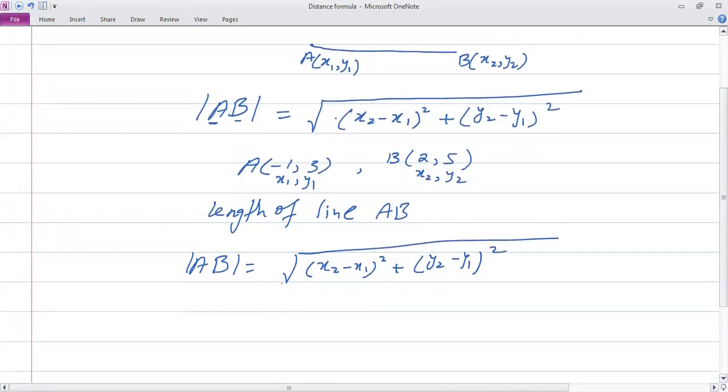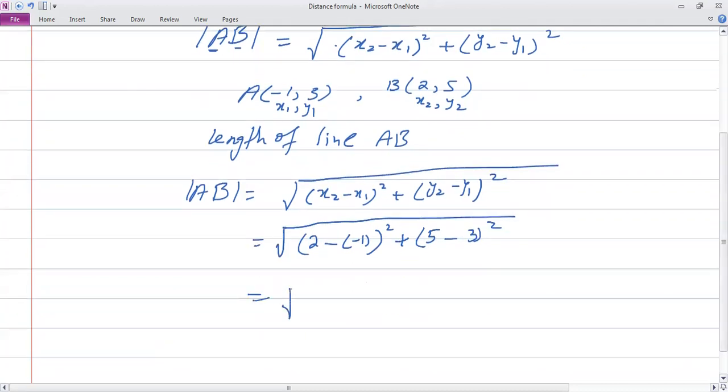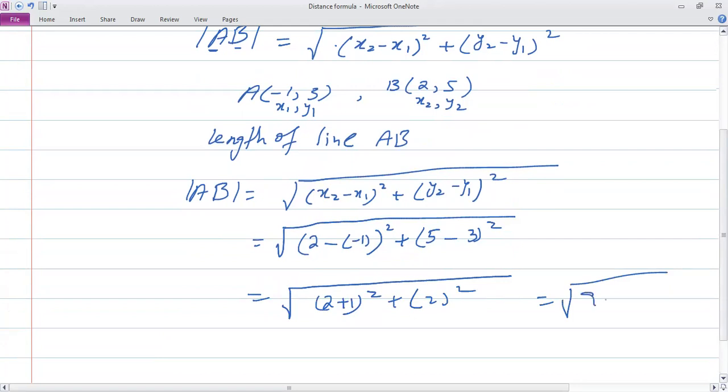Now put the values here. What is the value of x2? x2 is 2. So 2 minus x1, which is minus 1, squared, plus y2, which is 5, minus y1, which is 3, squared. It will become minus and minus plus, 2 plus 1 squared, plus 5 minus 3 is 2 squared. If you calculate, 3 squared is 9 plus 2 squared is 4. So it is the square root of 13.